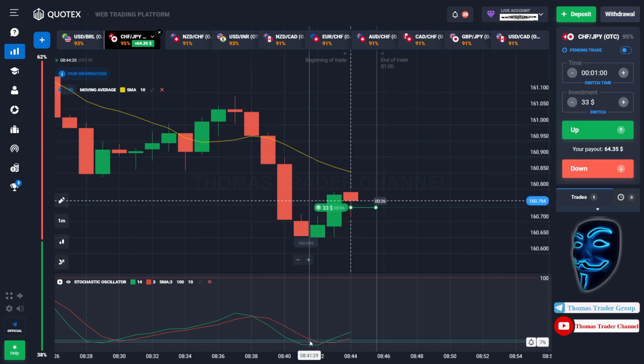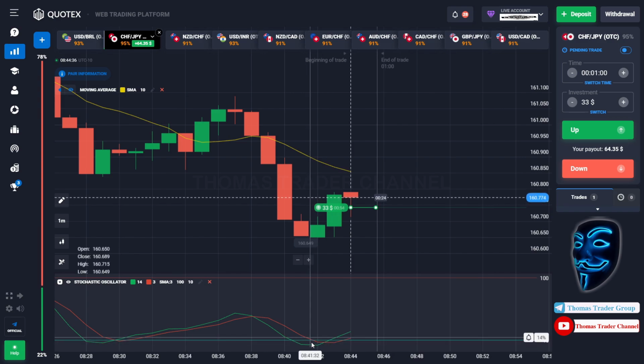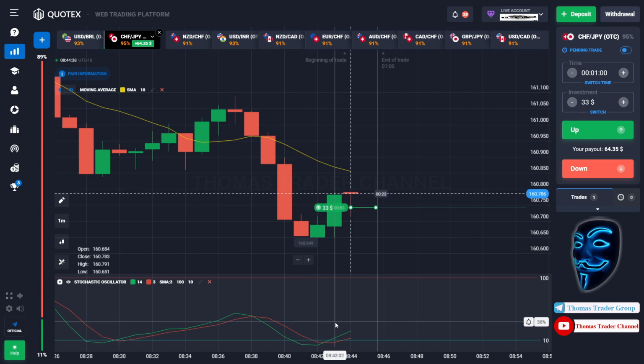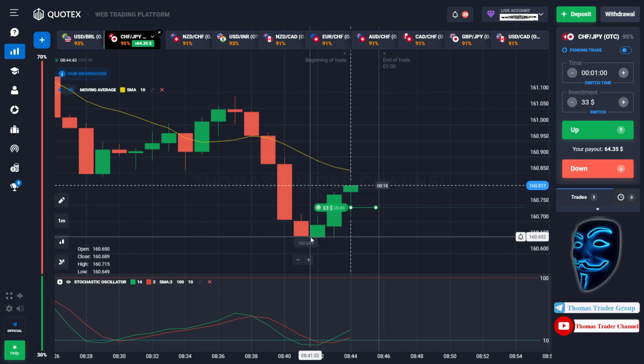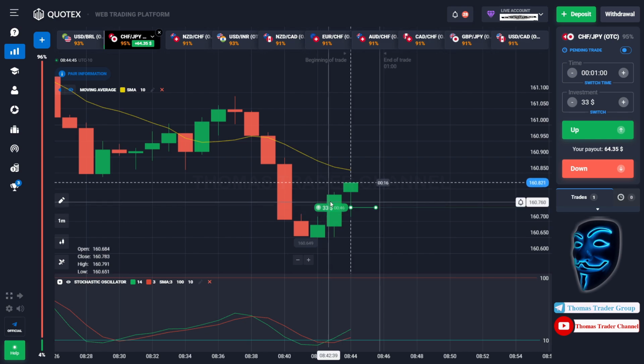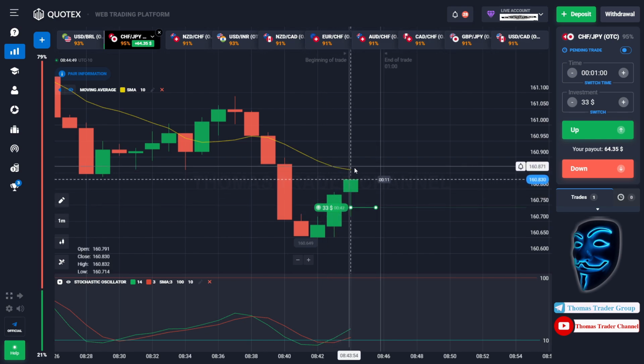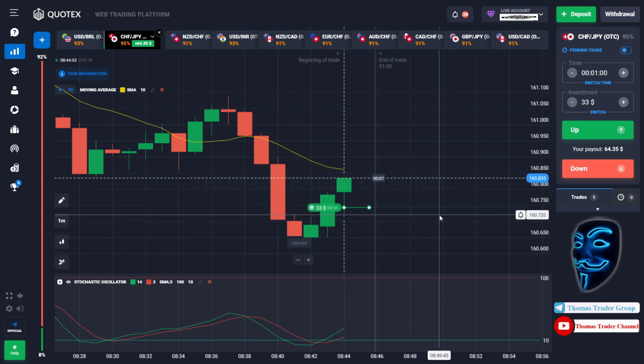Like what I've said before, when the market touches the oversold area, the market will make a rebound and the market will make a correction to the moving average line before it continue the bearish trend. Let's prove it and let's wait till the end of our trade.